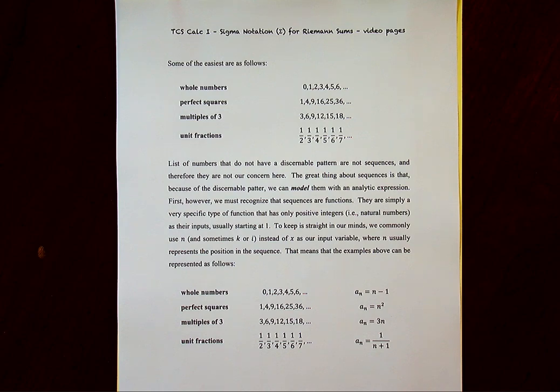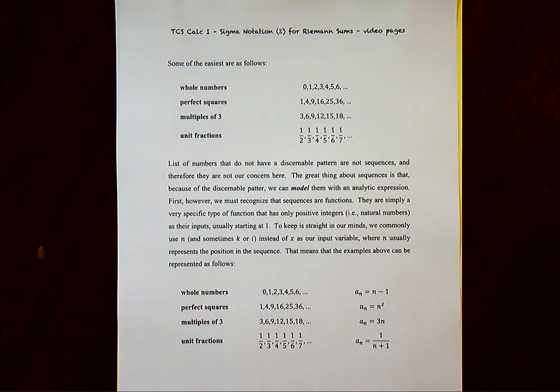Now, some of the easiest sequences that we know of are whole numbers, so 0, 1, 2, 3, 4, there's a pattern there, right? Perfect squares, 1, 4, 9, 16, 25, multiples of 3, unit fractions. Now, those lists of numbers have a discernible pattern, and like I said, we can model them. Anytime you hear a math teacher or read a math book talk about modeling, basically what that means is turning something into notational form so that I can work with it analytically, okay?